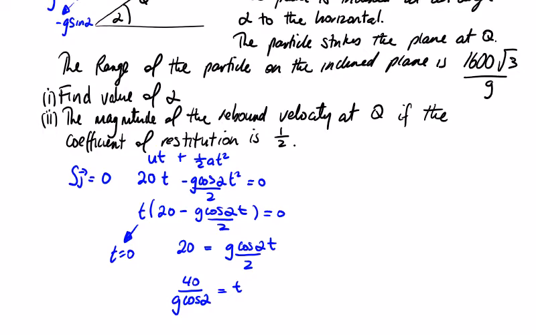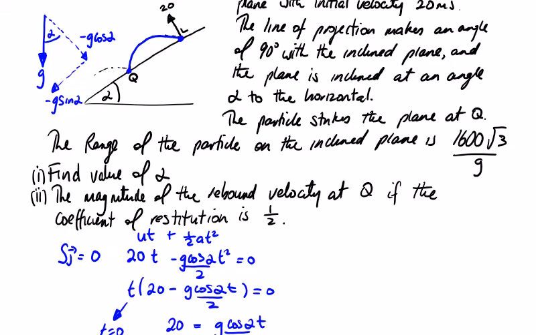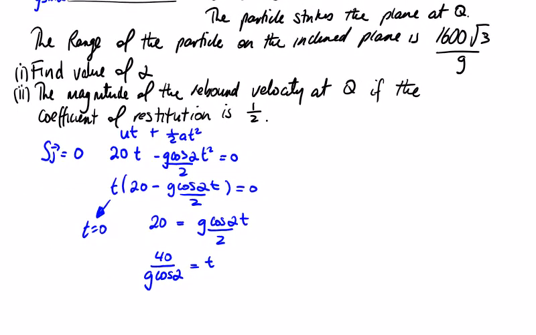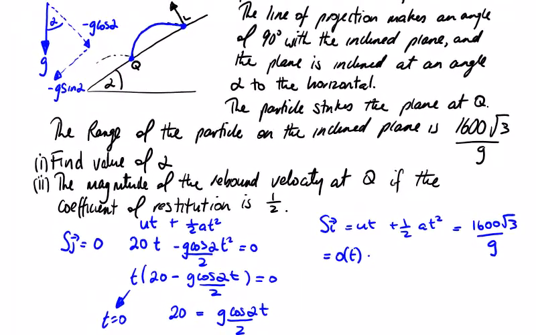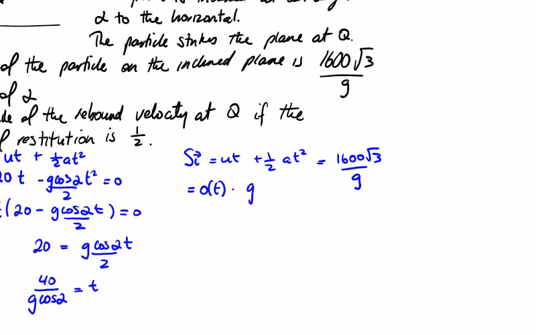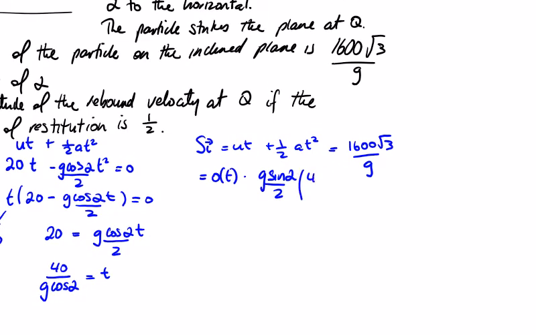So if I put that into my s of i, at this point it's hitting the ground, so I know it's going to be a 0 for my u. So s of i is ut plus a half at squared, and it's equal to 1600 root 3 over g. So 0 times t because it's hit the ground, and my acceleration, I put in a minus here, I shouldn't have, that's a plus. So g sine alpha is my acceleration, so g sine alpha over 2 by t squared, and the t was 40 over g cos alpha, squared, has to be equal to this 1600 root 3 over g.